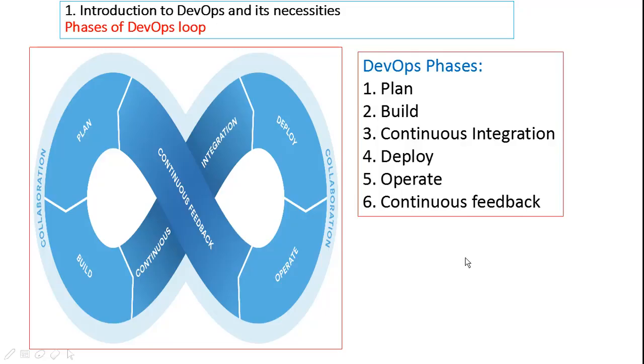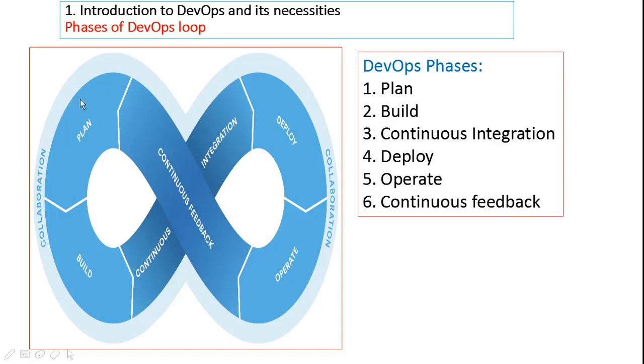Now we'll see what are the phases of DevOps in a loop. This loop is very famous in DevOps practices implementation. The first activity starts with planning, number one, you can see. The next one is build, then continuous integration as per the Agile methodology, and there will be deployment, and there will be operations through the operate activity, and again continuous feedback is there.